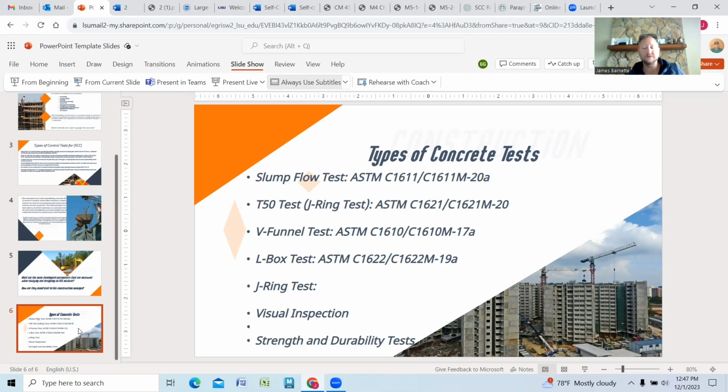In conclusion, these tests help ensure that the self-consolidating concrete meets the necessary performance, workability, and durability requirements for a specific construction project. The specific tests required may vary depending on project specification, local standards, and quality control protocols.